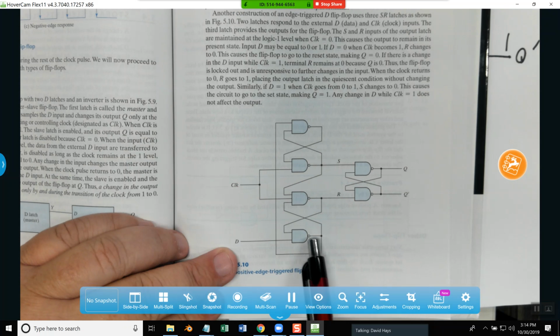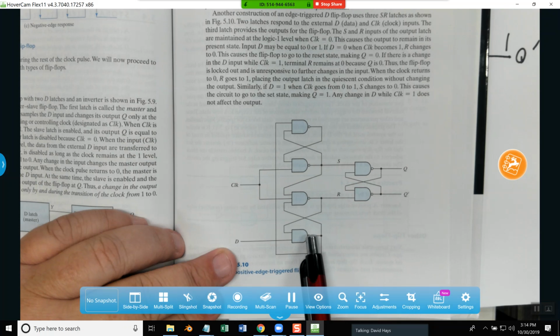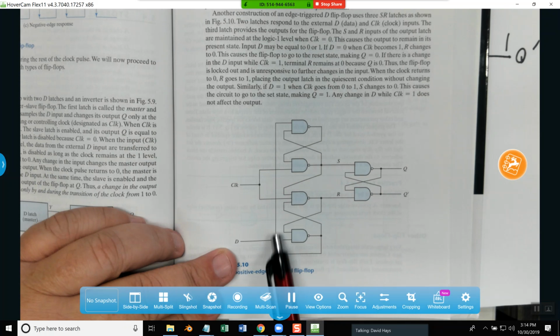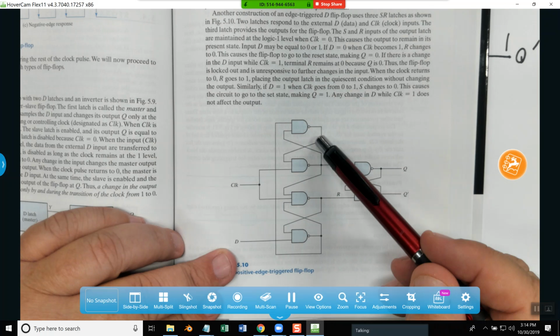The S and R inputs in the output latch are maintained at logic 1 level when clock is equal to 0. This causes the output to remain in its present state. Input D may be equal to 0 or 1. Let me draw that.